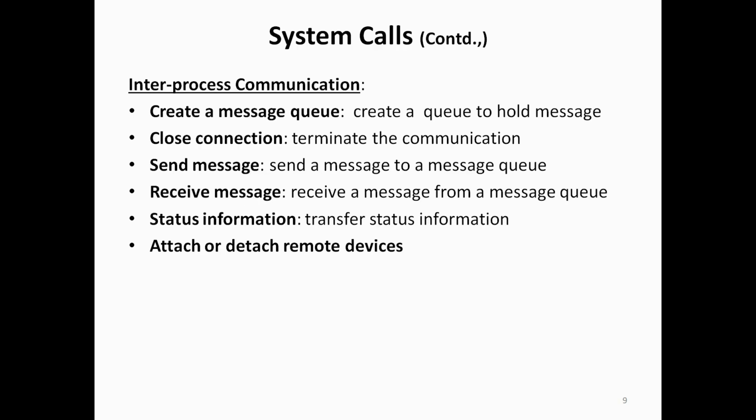And inter-process communication is for creating a message and for closing the connection. For example, if one application software is trying to connect with some other application software, then for sending and receiving a message we need to create a communication link. For such communication between the processes, between the applications, we need the inter-process communication system calls. So these are the different types of system calls available in every system.